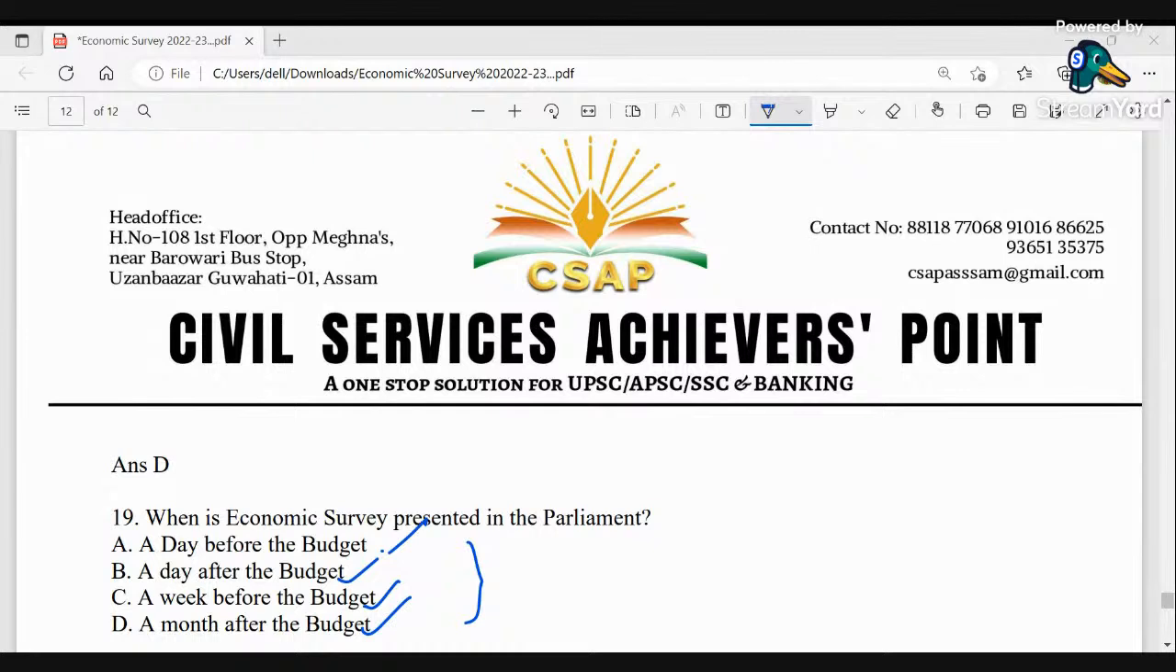Anyone with the correct answer? When is the economic survey presented in the parliament? A day before the budget, a day after the budget, a week before the budget, or a month after the budget?